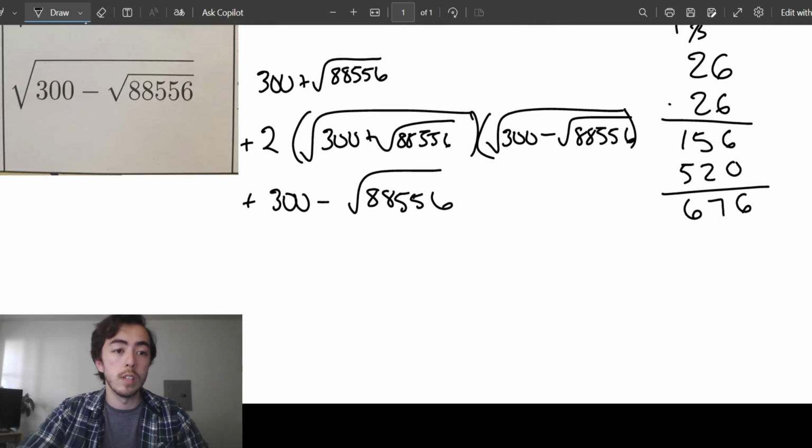So I do see some simplifications that we can make. First off, this square root cancels with that one. We're adding it up here and subtracting it down there. Second, the two 300s can just multiply or add together rather. So 300 plus 300 is 600.